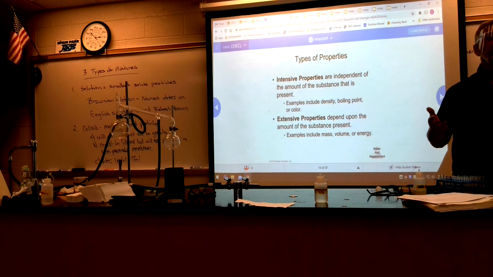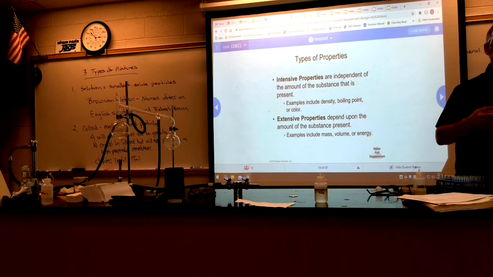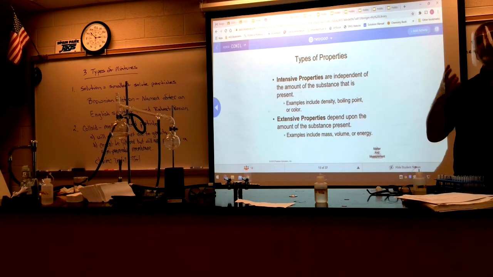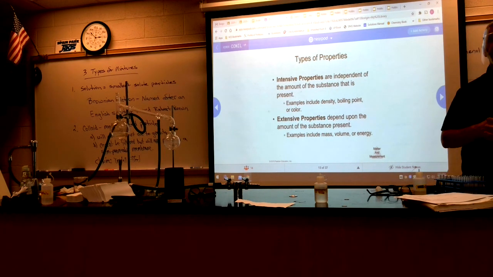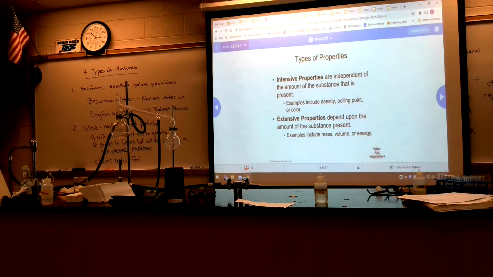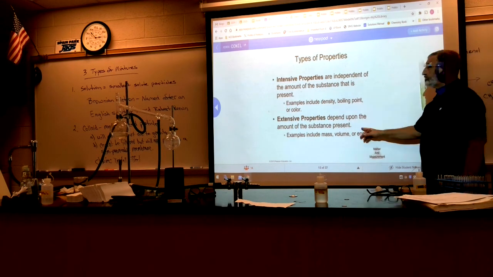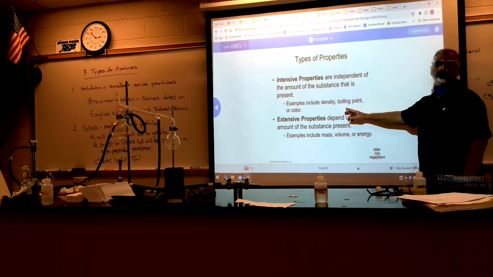Okay? So any of the properties that aren't going to change with the amount are intensive. They're the ones that are really used to describe and identify a substance. On the other hand, length, width, mass, volume, anything that is dependent upon how much of the substance you have, that's called an extensive property. Intensive are much more valuable than extensive.